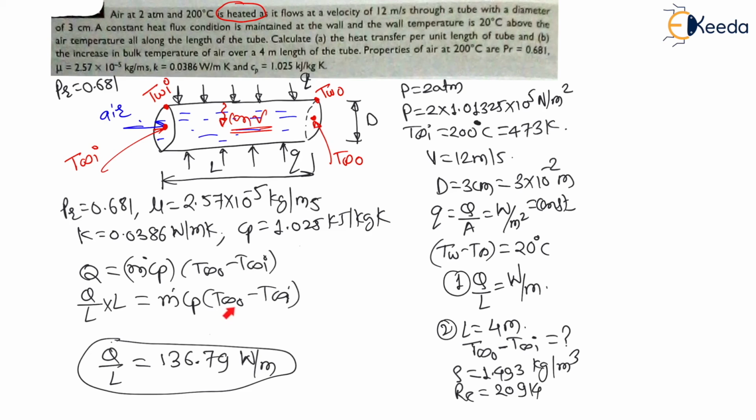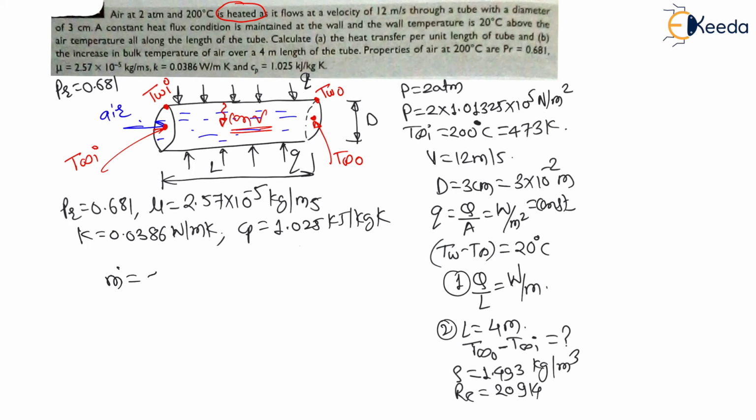Now here T infinity O minus T infinity I is the unknown. Cp of air is given. Only the mass flow rate we have to calculate, so let us focus on mass flow rate. We know that the mass flow rate is rho A V, that is density into area into velocity. For this mass flow rate, the air is entering through this cross sectional area. Therefore, per second, how many kg of air is entering through this area? This can be calculated with rho A V, which is in kg per second.